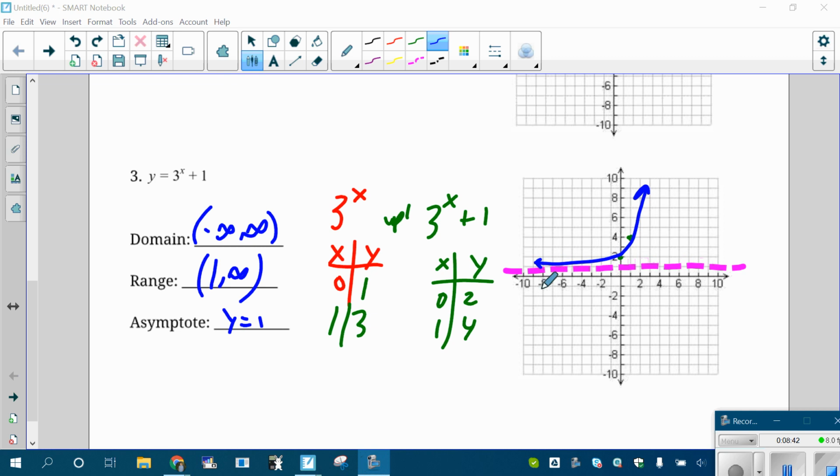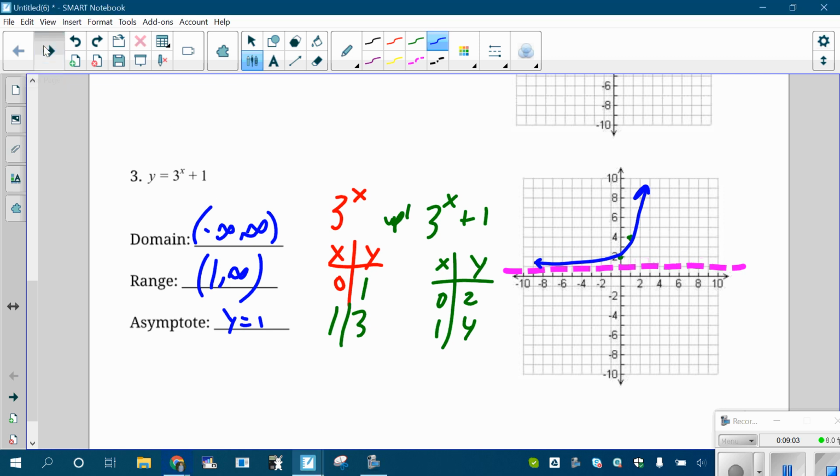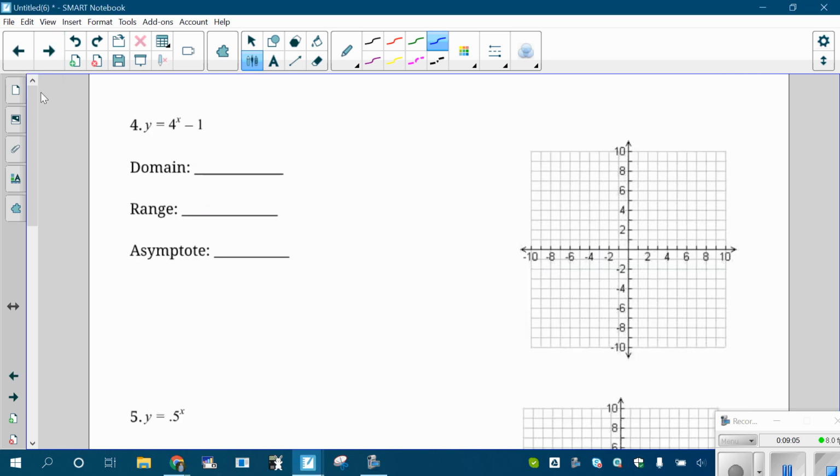Don't forget, the only tricky thing is that up 1 is going to change your asymptote. So when you move up 1, your asymptote, instead of being y equals 0, is going to be y equals 1. So it's going to be right here. Then the range is 1 to infinity, and domain is still negative infinity to infinity. Cool? I don't think this is too bad. Go ahead and give number 4 a try. Pause, give it a try, and then we'll go over it.